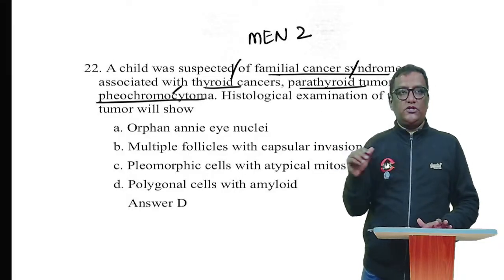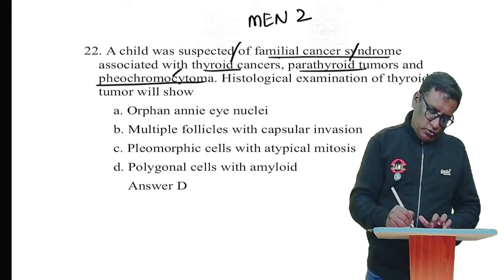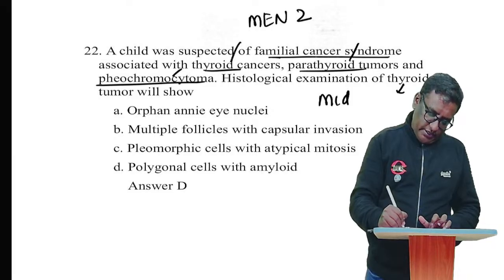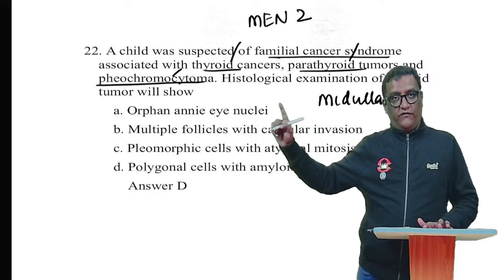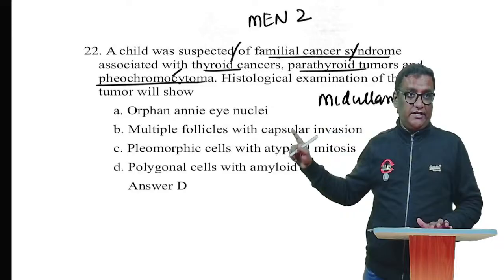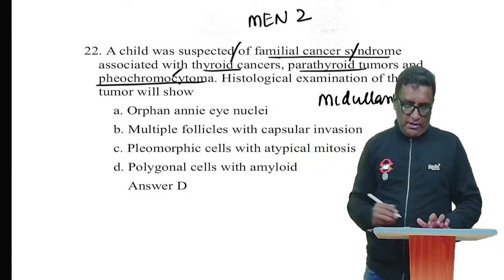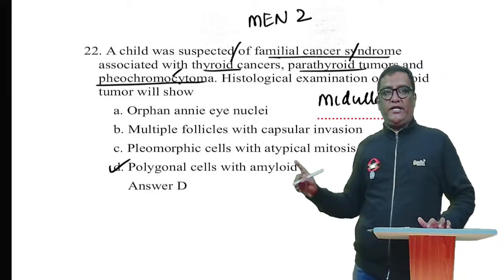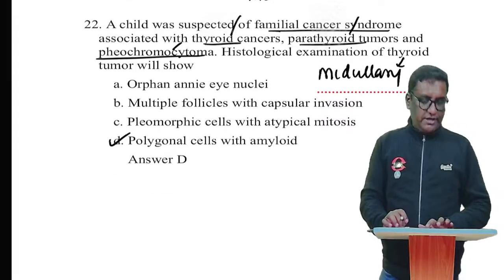So now, histological examination of the thyroid tumor will show. In MEN2, the thyroid tumor will be medullary thyroid carcinoma. Isn't it? So Orphan Annie, no. Orphan Annie will be seen in papillary. Multiple follicles with capsular invasion will be seen in follicular. Pleomorphic cells with atypical mitosis in anaplastic. Polygonal cells with amyloid, that is what you will see in medullary thyroid cancer.